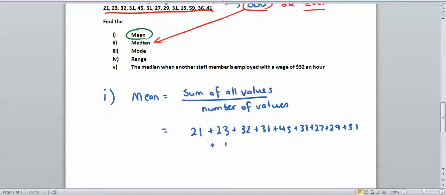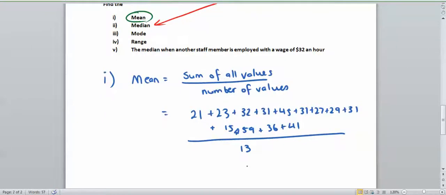31 plus 15 plus 59 plus, oops, 36 plus 41. And how many values is there? There's 13 values. So let's go ahead and do that, and I'll work that out, and we can find our mean. Now remember, this doesn't have to be a whole number, because it probably won't be.